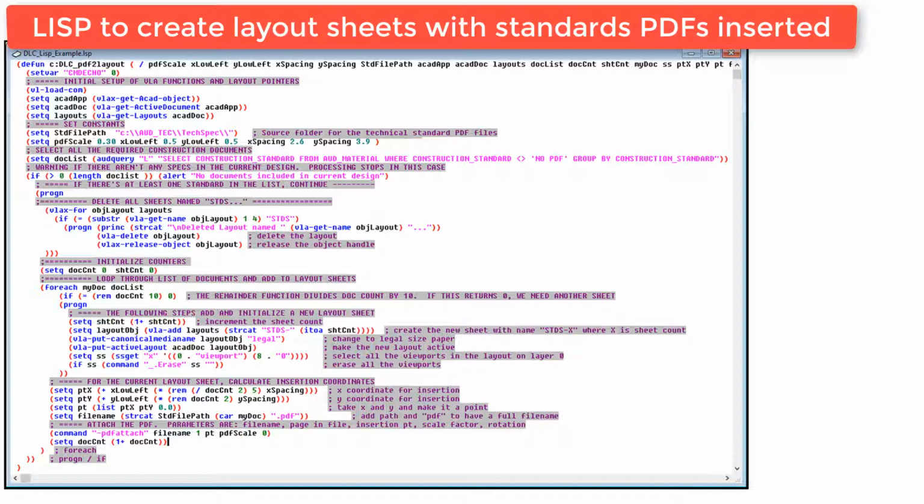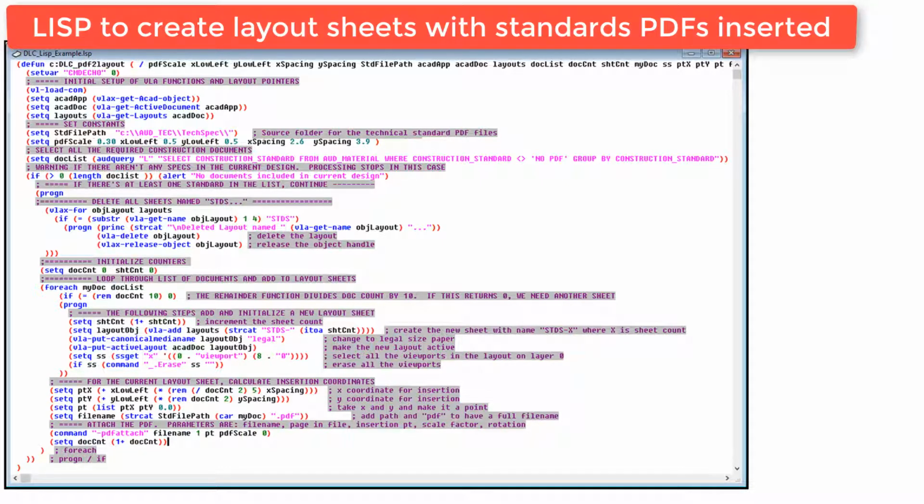I do the actual insert using the VLA add function, with the sheet to be named STDS- followed by the sheet count number converted to a string. Then I use a VLA function to set the media name to legal because I want this to print on legal size paper. Next, I make the new layout the current sheet, and finally I select all the viewports found on that sheet, which I don't want but they get inserted automatically, and I erase them.